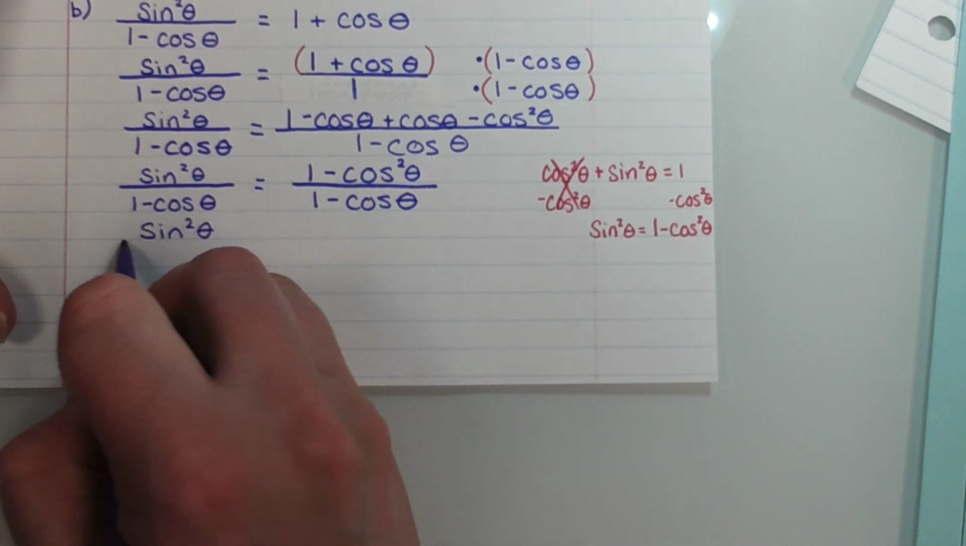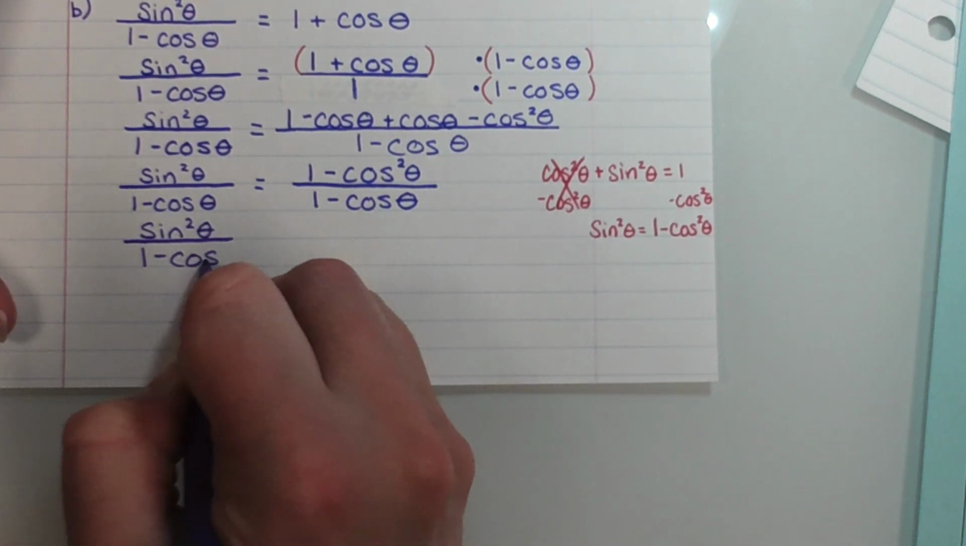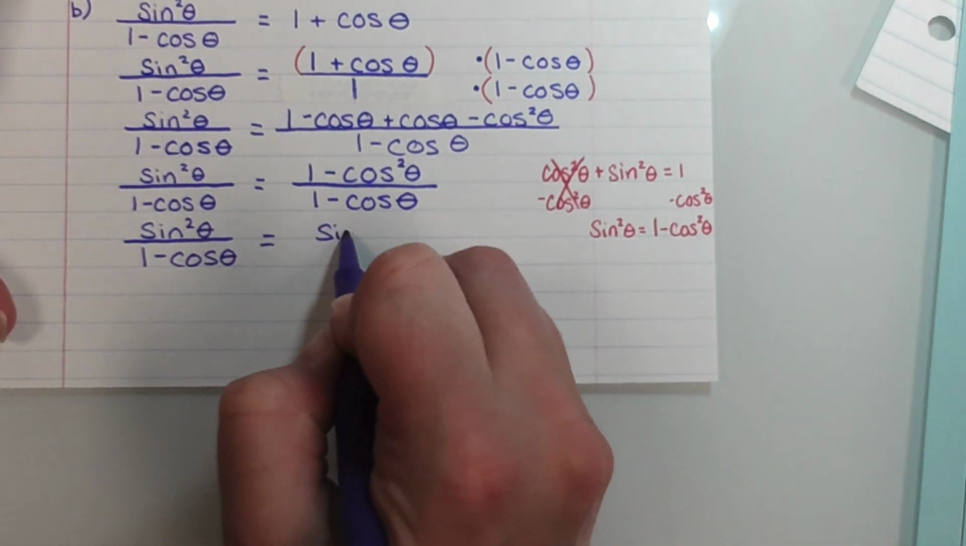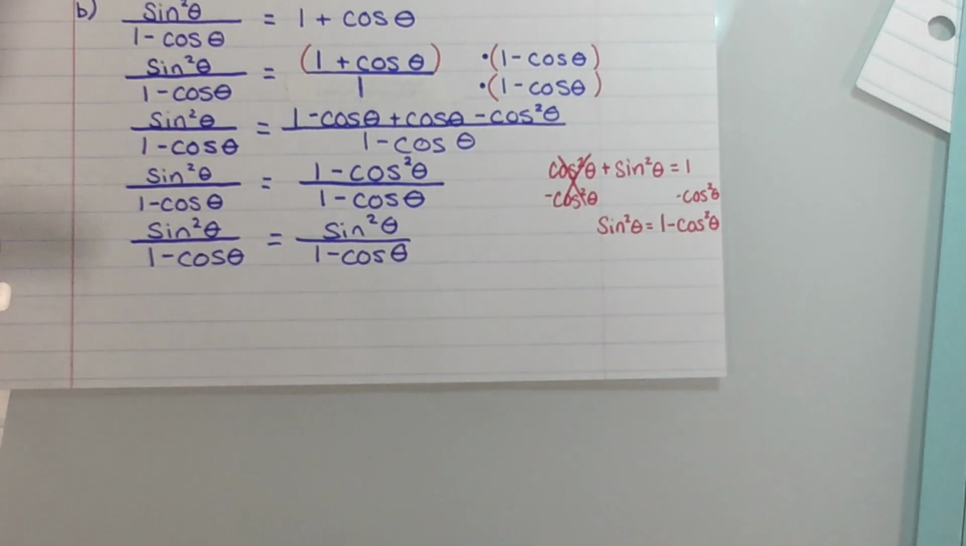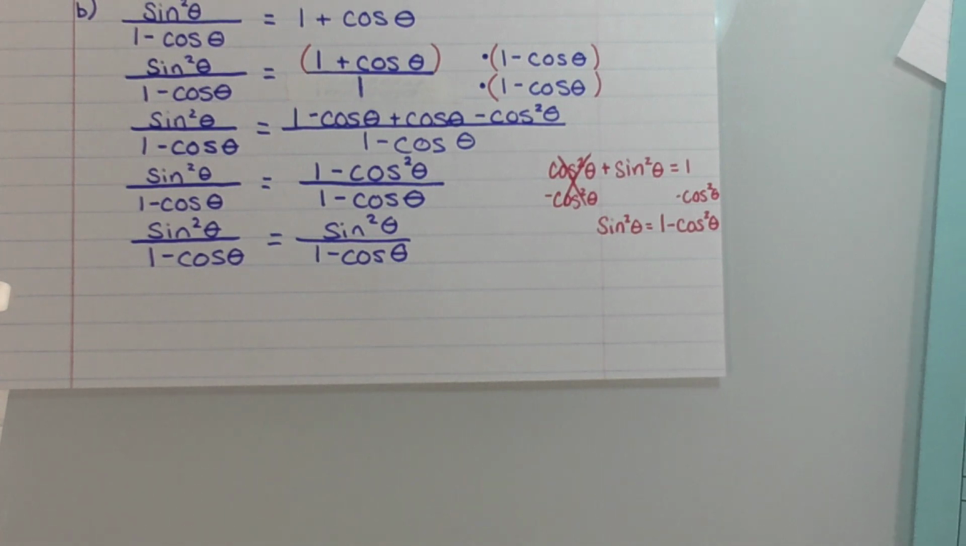Sine squared theta over 1 minus cosine theta equals sine squared theta over 1 minus cosine theta. I'm done. How do I know that I'm done with this problem? Both sides are the exact same, and I'm going to emphasize exact. If I had these flipped around and said negative cosine plus 1, not the exact same. We know it's equivalent, but they have to be the exact same.